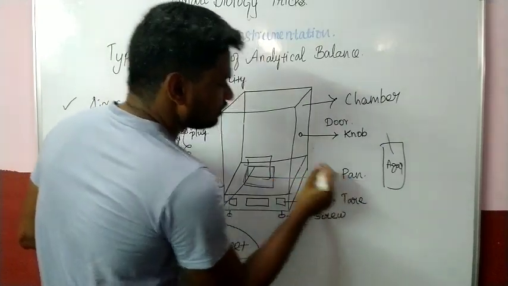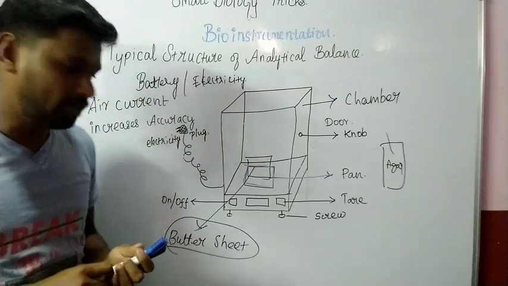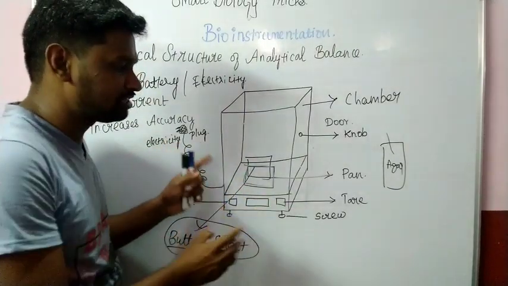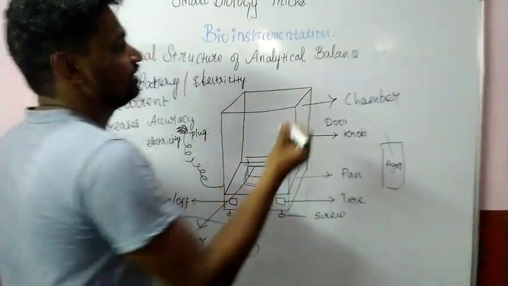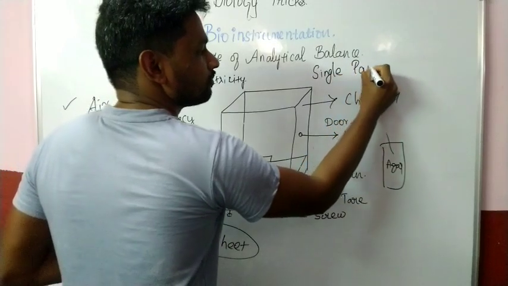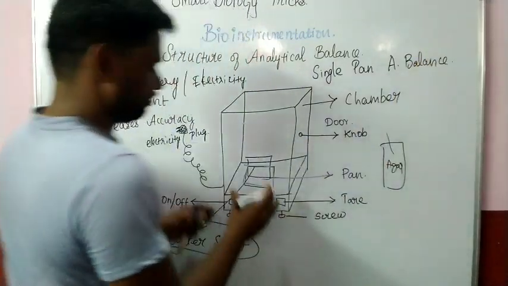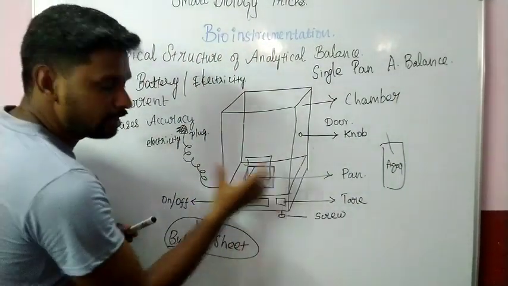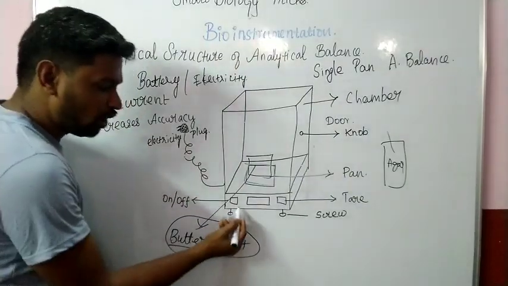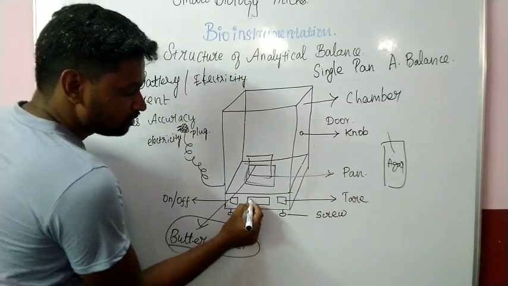So in this diagram, the electronic balance is a single pan electronic balance, because you have only a single pan in this instrument. So it is also called a single pan analytical balance. Okay. Once you switch on, the instrument will turn on, and then it will show the values.